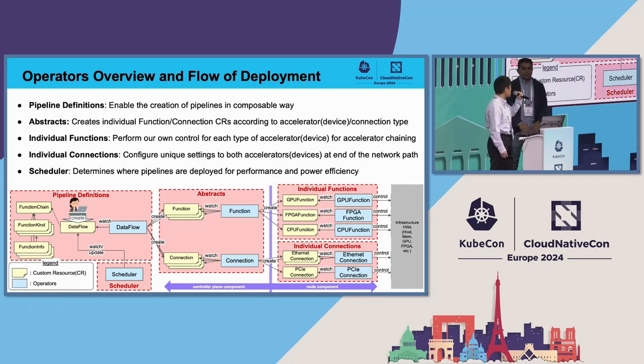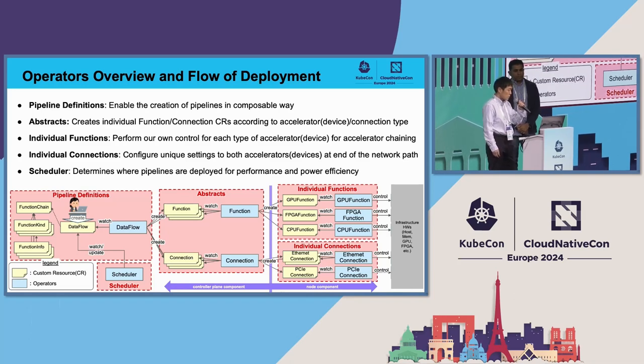When you want to create the data flow CR, you can only select the function chain CR. So, back to the introduction of operators. Next, abstract. Operators in this category create individual function or connection CRs according to accelerator or device or connection types.